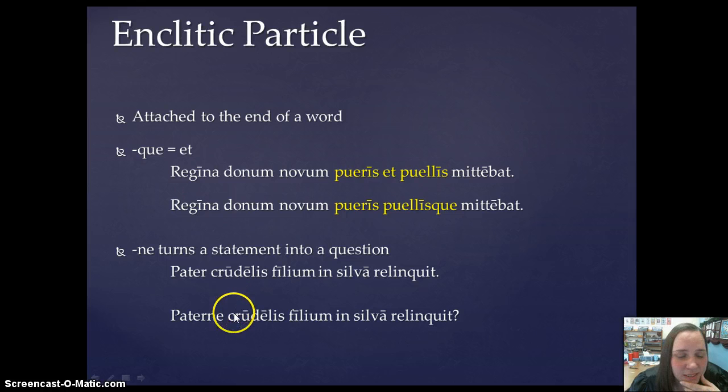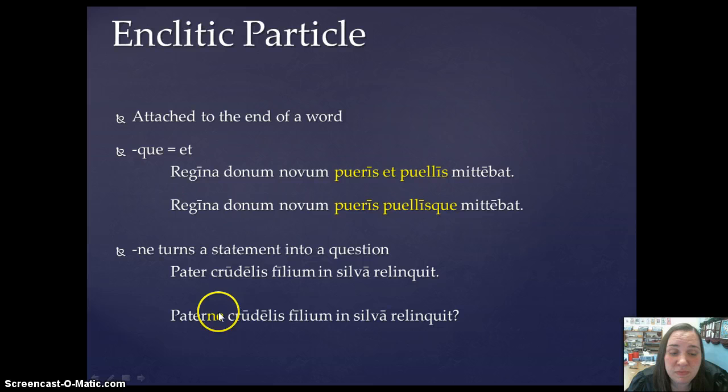So let's consider the following two sentences. Pater crudelis filium in silva relinquit, okay? And in the second sentence, paterne crudelis filium in silva relinquit. So this first one, the one without the ne, translates like a statement. The cruel father leaves his son in the woods, or abandons his son in the woods, okay? Statement. But once we add the ne, it turns it into a question. So now this sentence reads, does the cruel father abandon his son in the woods? Or is the cruel father abandoning his son in the woods, right?